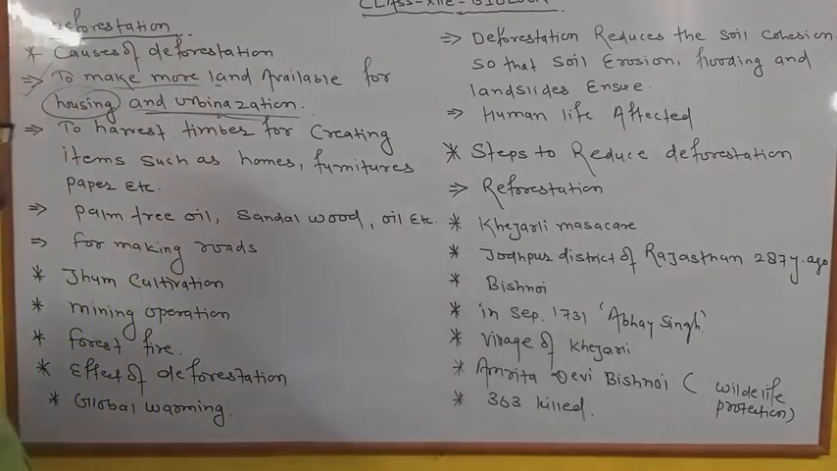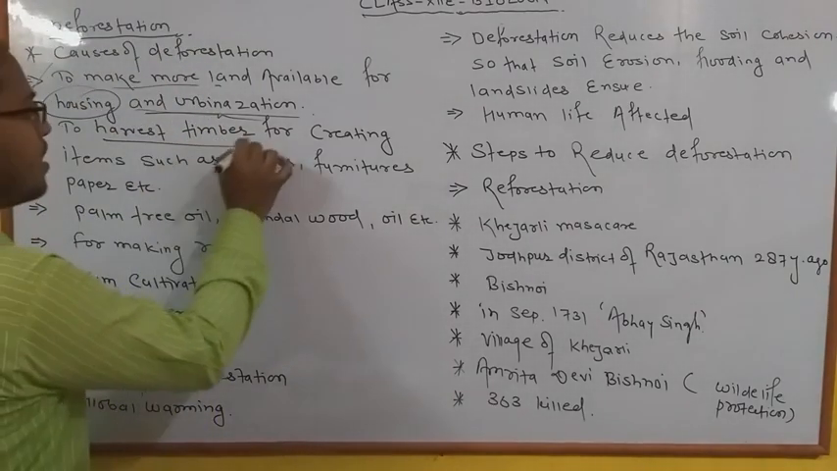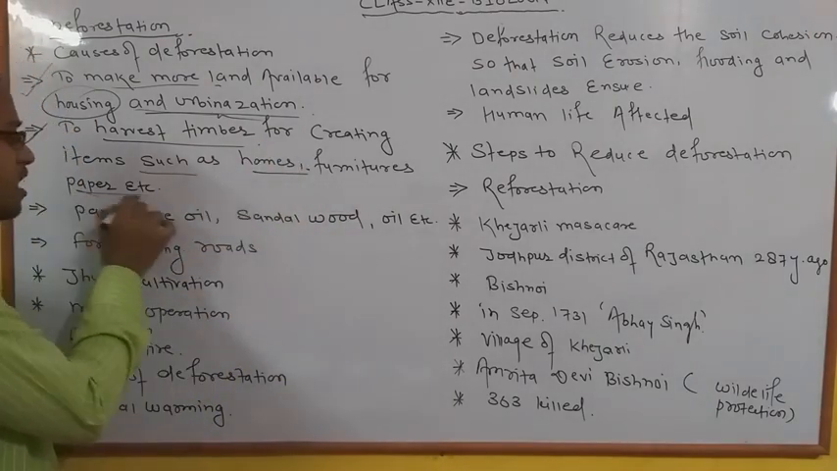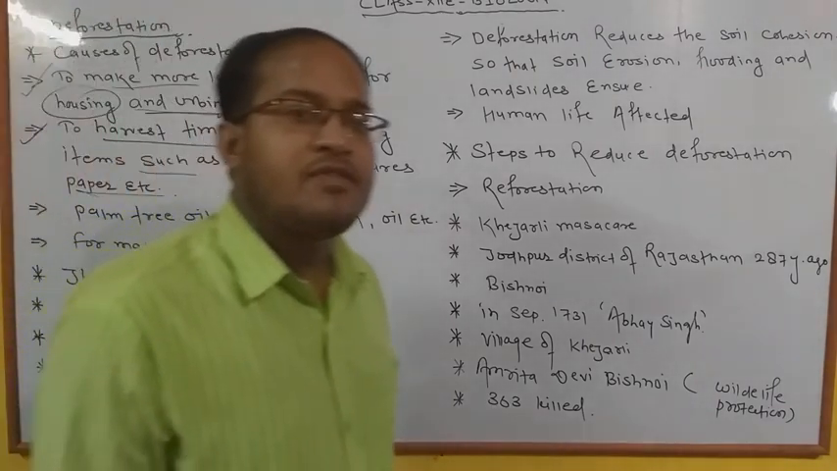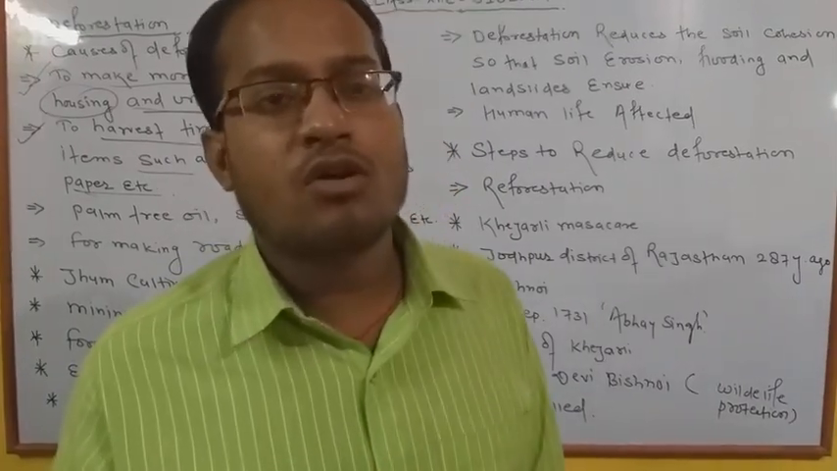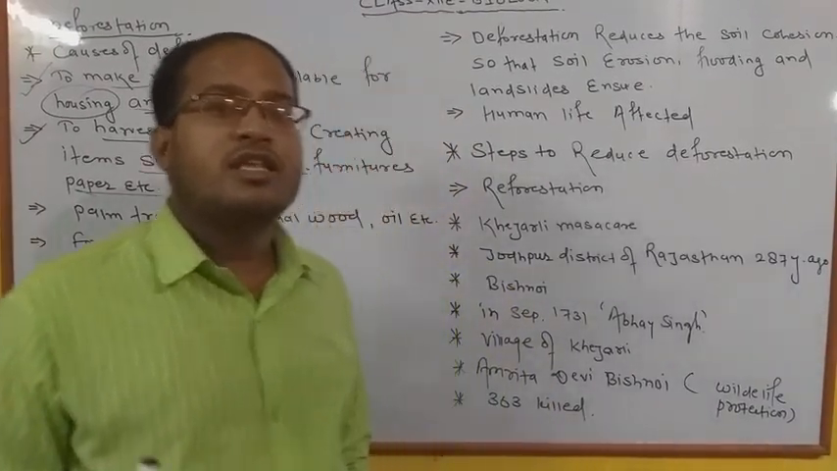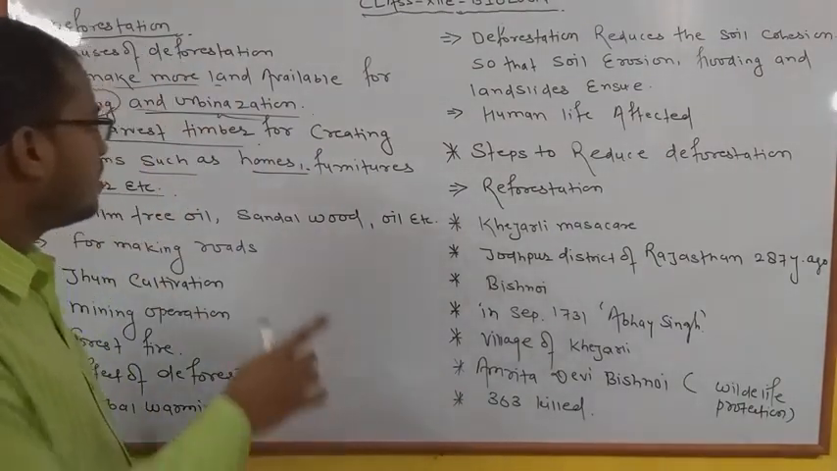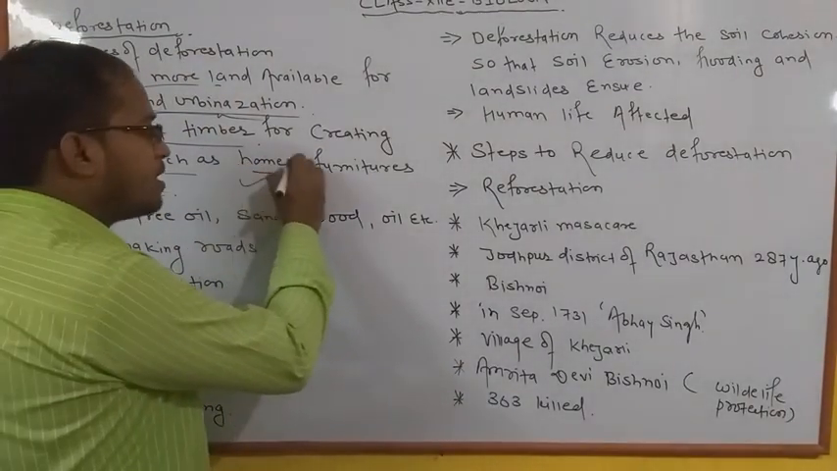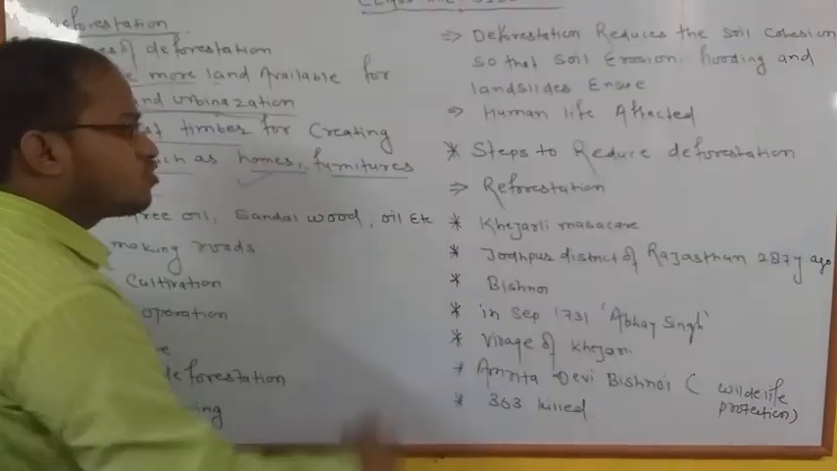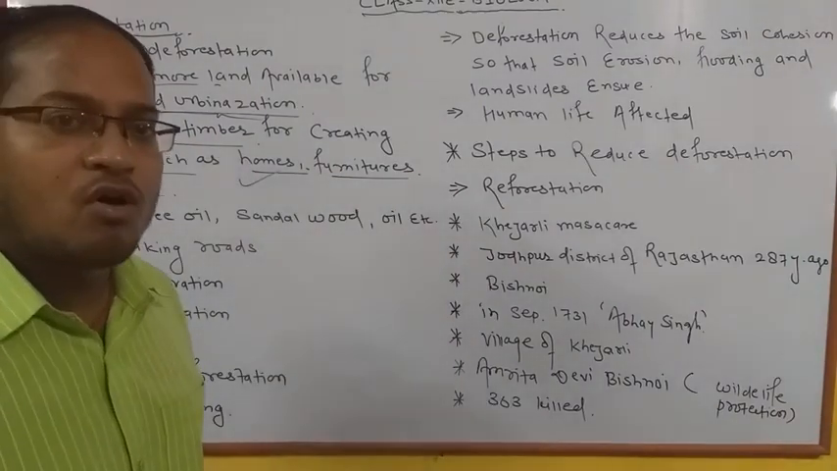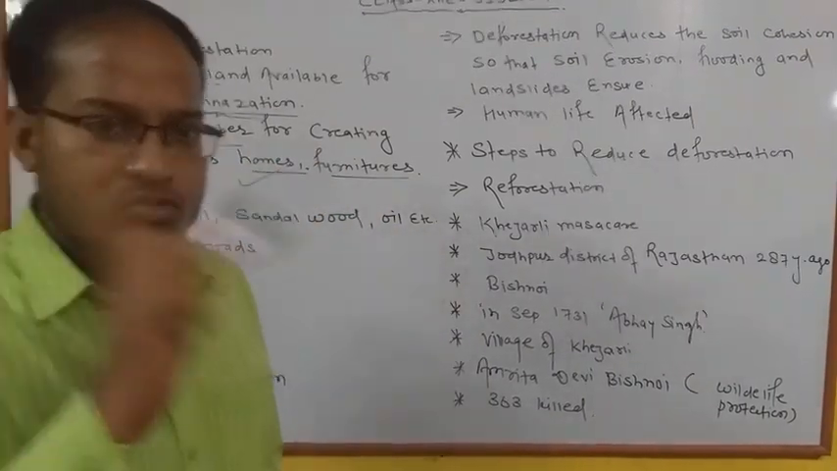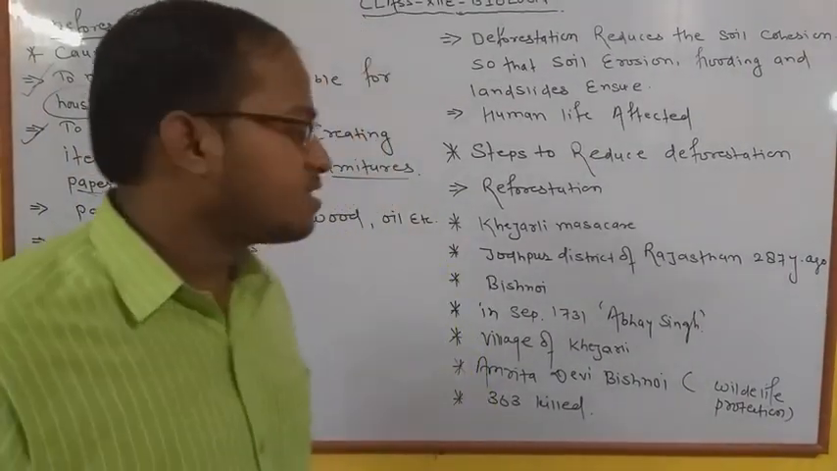Second point is to harvest timber plants for creating items like homes, furniture and paper also, because in India we have seen lots of paper mills and lots of industries. Generally they cut down the trees for their personal uses, like preparing homes, furniture like sofas, chairs, tables, all the things are made of wood, and firstly they have to cut the trees and then make all these items.